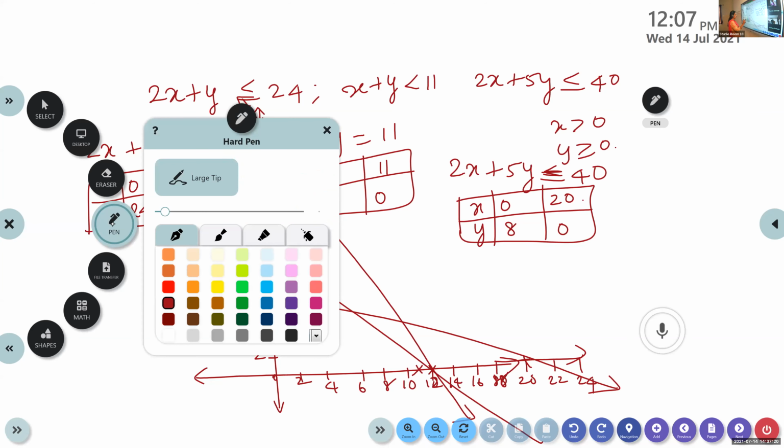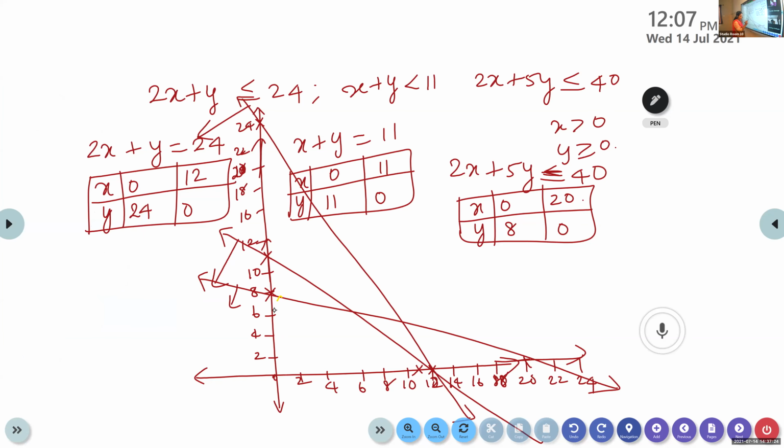Which is the region to be shaded? Is it the whole region we have to shade? No, we have to shade only this part. This is the region which is coming under all the three graphs. This is the region to be shaded. Aparna, is it clear? Only this is the region.